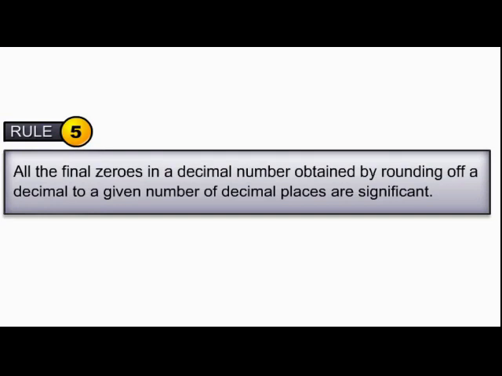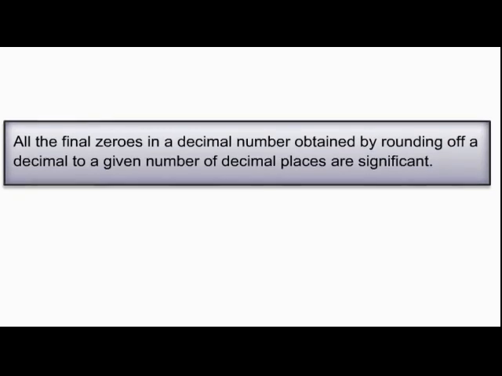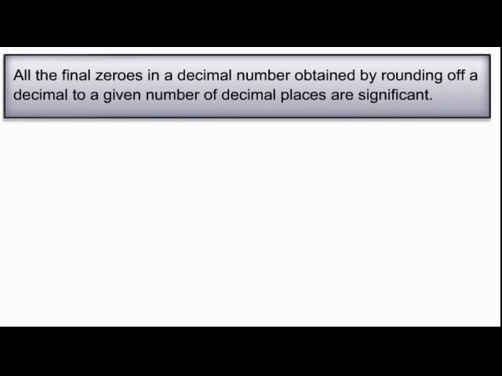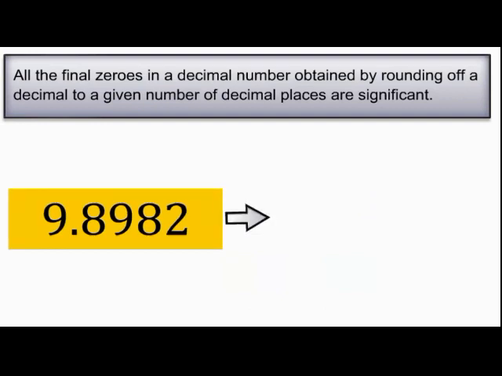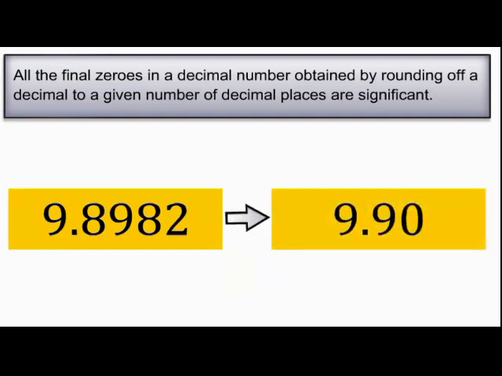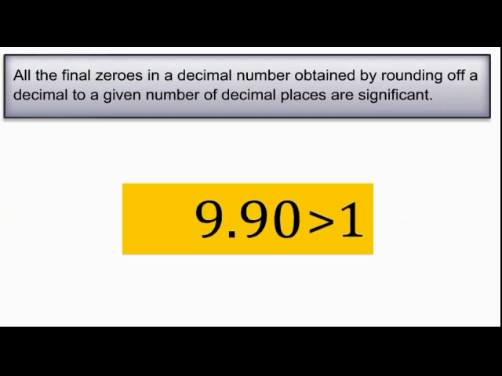For example, let's take the number 9.8982. There are 5 significant figures in this number. Let's round off the number to 2 decimal places. The resultant number 9.90 has the digit 0. But this number is greater than 1. Therefore, 0 is also a significant number. The number of significant figures in this number is 3.